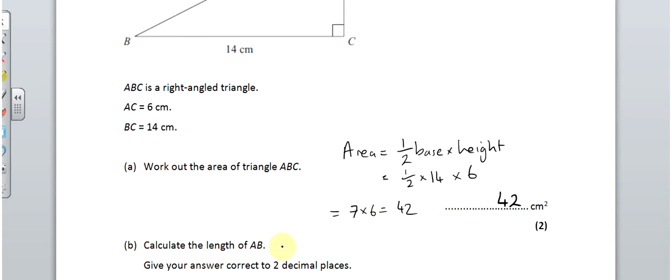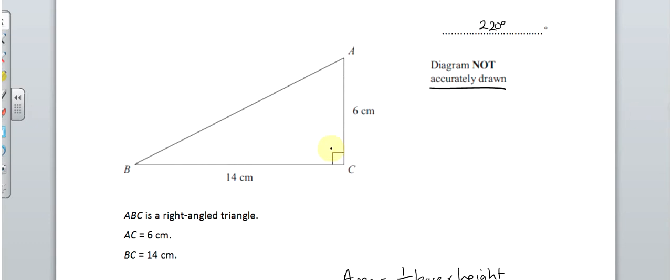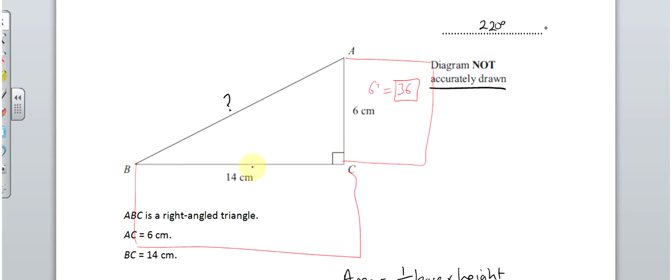Next we're asked to calculate the length of AB. So I'm going to go back up to the picture to do that. So the length of AB, so that's this length here, and we can't measure it because it's not accurately drawn, so we need to use Pythagoras because it's a right angle triangle. So 6 squared is 36. I'm putting square around it to remind myself it's the square number. 14 squared is 196. And then I have to decide what to do about this one here.